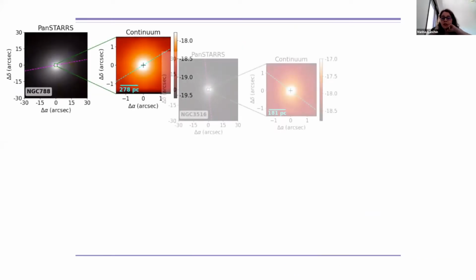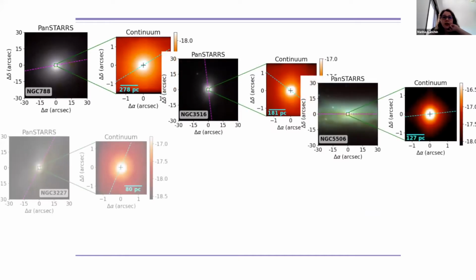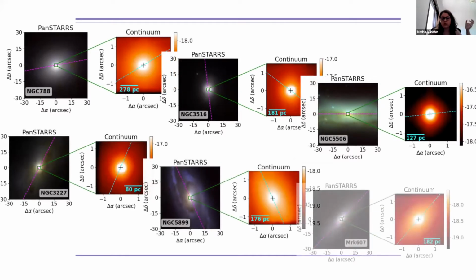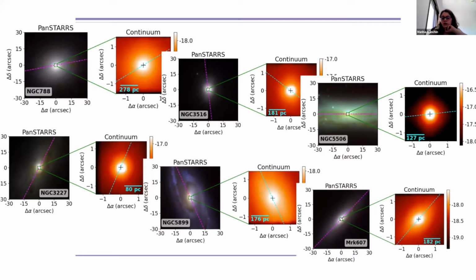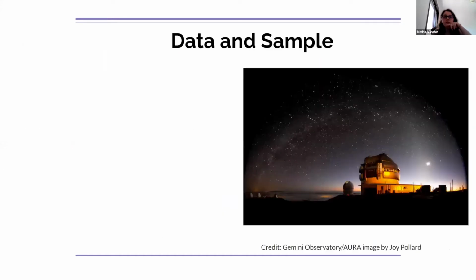So this is my sample, these 6 galaxies that are drawn from the bigger sample that contains 18 galaxies. Just to give you an idea, on the left of each panel is the three-band Pan-STARRS combined image, and on the right side is the continuum image taken from the K-band.